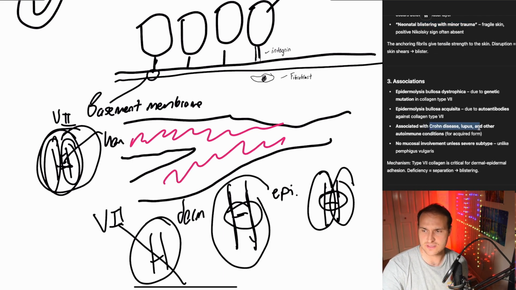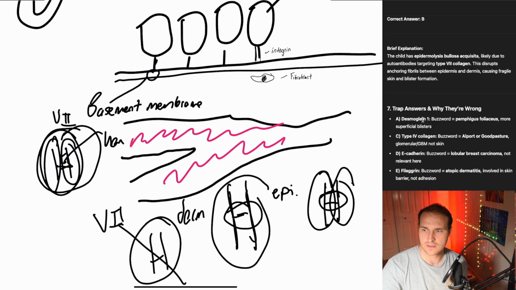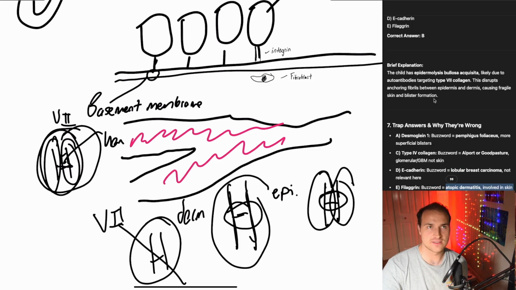Especially with Crohn's disease, lupus, genetic mutation of type 7, presents at birth or infancy, risk of infection. All right, so desmoglein, that should make you think of pemphigus, the superficial blisters. Type 4, Alport, Goodpasture, that's glomerular. This is 7. E-cadherin, lobular breast carcinoma. There's going to be atopic dermatitis involved in the skin barrier. These babies with this condition are so fragile that even swaddling will lead to blistering. That's because type 7, the anchoring fibers like the hemidesmosomes, are broken in these babies.